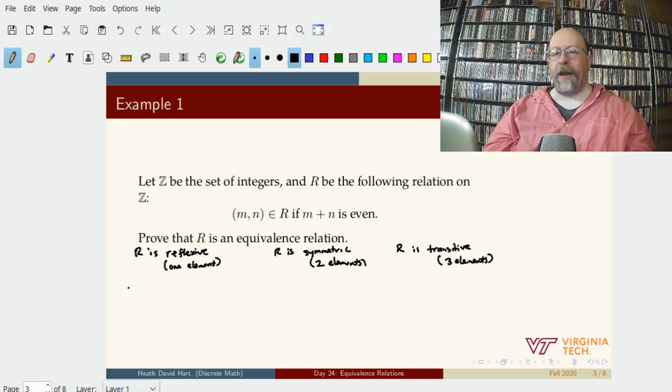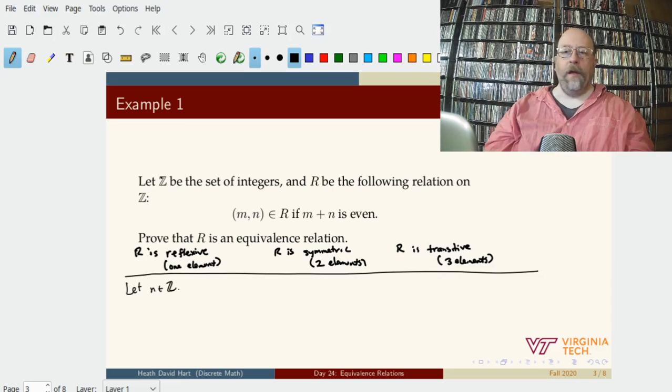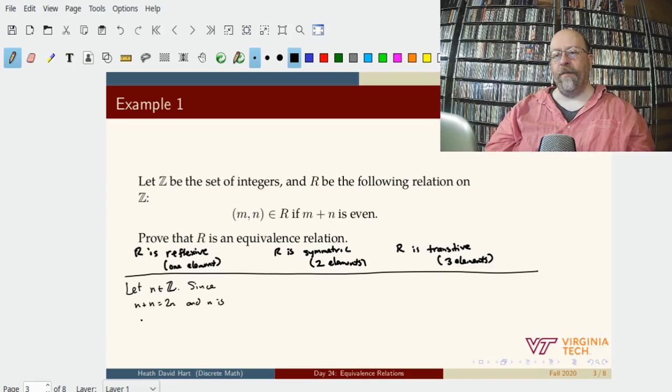So keeping that in mind, the first sentence for proving that R is reflexive is to let n be an integer. We just need to pick some arbitrary element out of the set of integers, and we need to show that n comma n is in the relation. Since n plus n is equal to 2n, and n is an integer, by definition, 2 times an integer is even, so n plus n is even. Therefore, n comma n is in the relation. So R is reflexive.